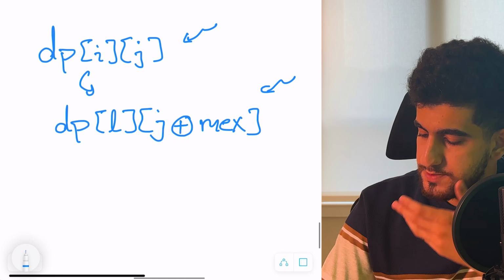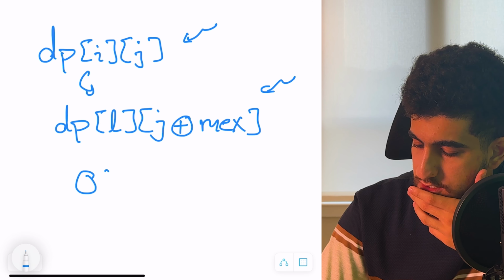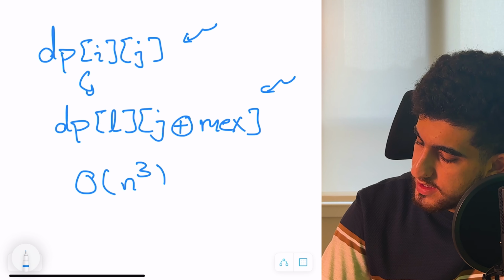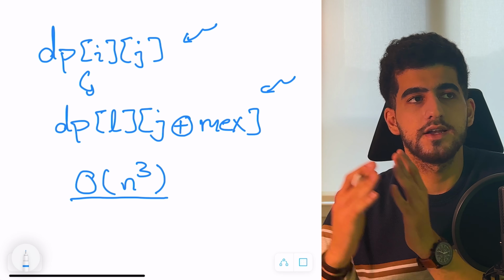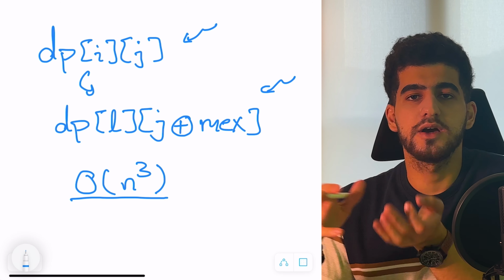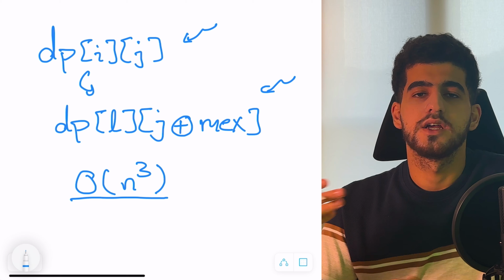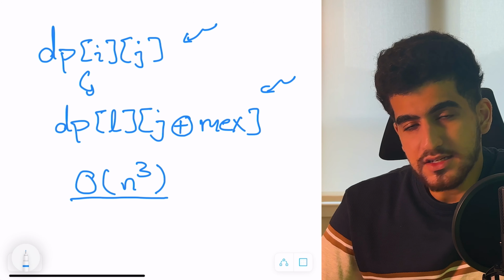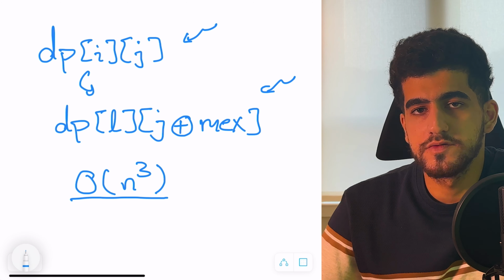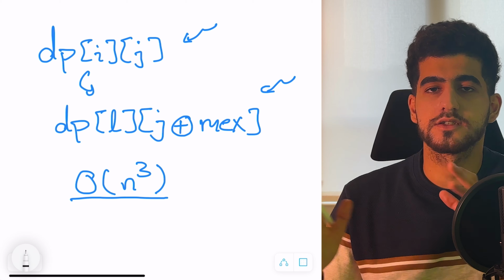So this way we can update them, and in total I can find these DPs in O of n cubed, and at the end find the greatest value x such that dp of n and x is true. And that's going to be my answer. Now think a little bit about how we can improve it to a better time complexity. Try to find some facts. Using some facts you can improve this solution.